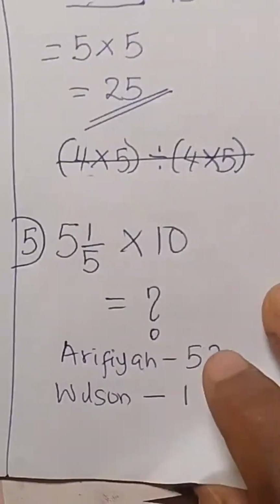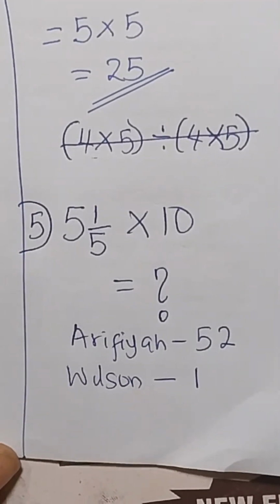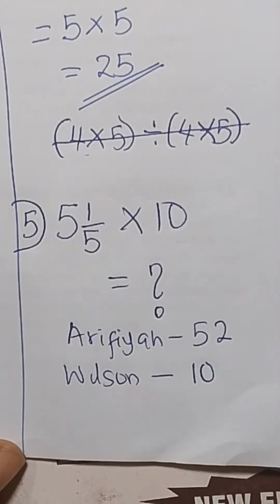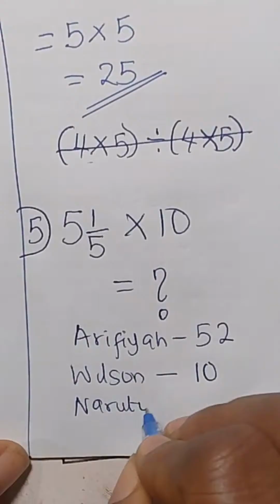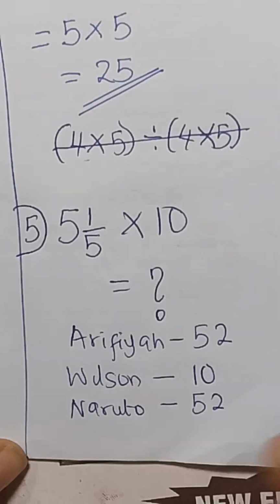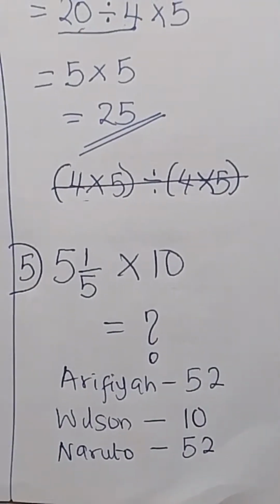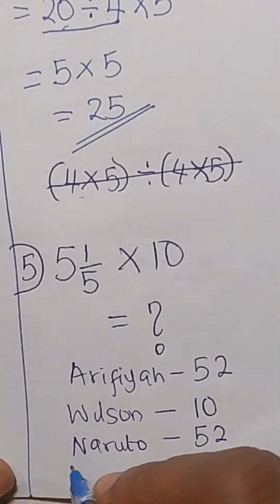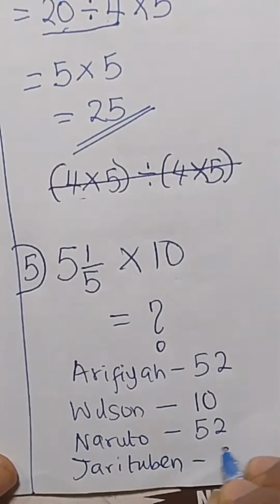I appreciate that. Okay, so Wilson, you said 1, you said 10. Wilson, please give us your final answer. I changed it to 10. Okay, so Wilson says 10. Now Naruto says 52. I've taken note of that. So please, more answers. We need at least 5 answers. We write down 5 answers. Jaribu to Ben, all right, 52.